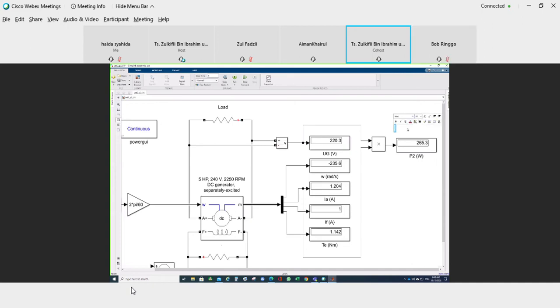So ini adalah P2 sama dengan VG darab dengan IA. Betul tak? So you ada VG, V voltage generated voltage darab dengan IA. So you get power output. Faham? Betul. Jelas?